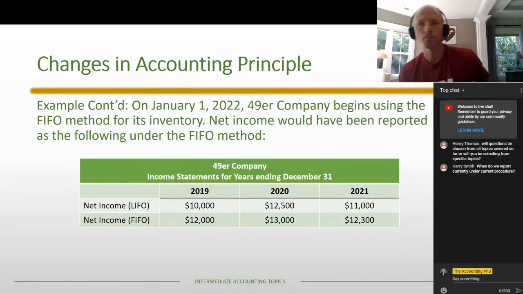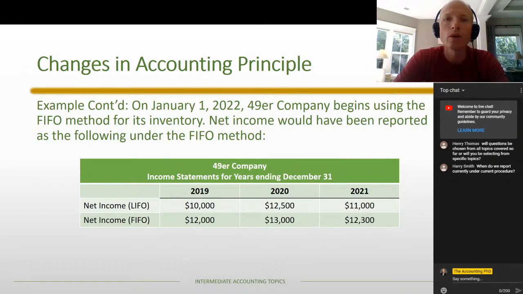Okay, so as of January 1st, 2022, the company transitions from LIFO to FIFO. And so what we do then is we have to recast all of our financial statements. That means you need to figure out, given that we switched to FIFO, what would the net income have been if the company had used FIFO? Now, the nice thing is, for the purpose of this class, I'm going to provide that information for you. I give you the net income under FIFO.